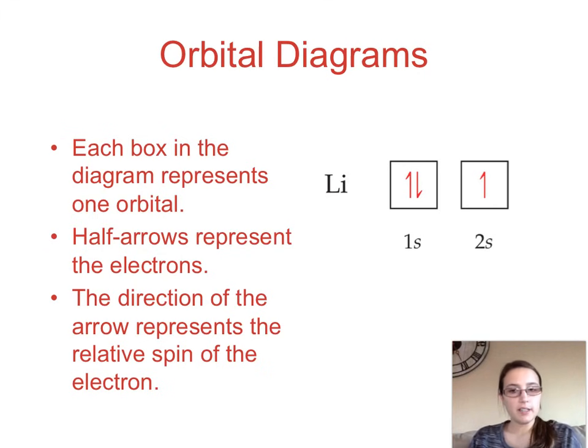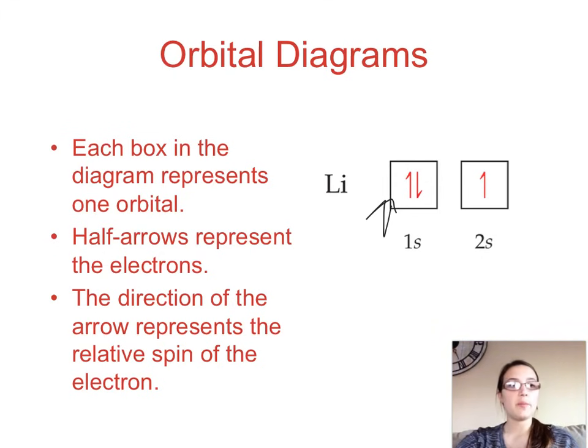So now that we looked at electron configurations and how to represent that, we're going to look at orbital diagrams, which actually help you write the electron configuration, especially if you don't really remember it. If we look at these orbital diagrams, they are represented using these boxes. Each box represents one orbital. So 1s has one box because it has one orbital.